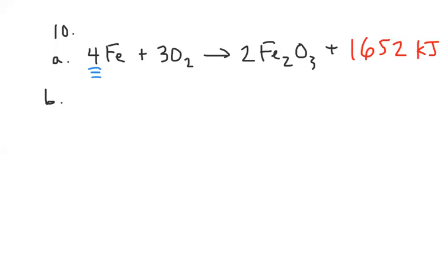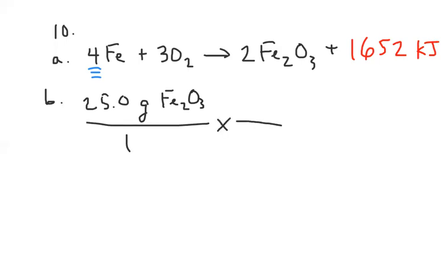All right, so part B is we have this standard heat pack produces 25 grams of iron 3 oxide. What mass of solid iron was necessary? And so this is just a simple stoichiometry calculation from long ago. We have 25 grams of the product, Fe2O3, and we're going to try to get that to grams of just iron. So we're going to have to divide by its molar mass. I get 159.7 as its molar mass.